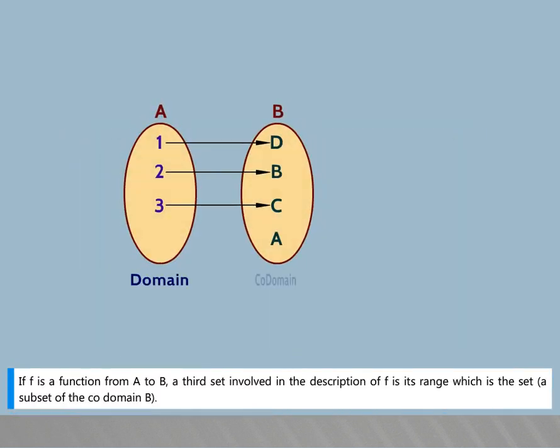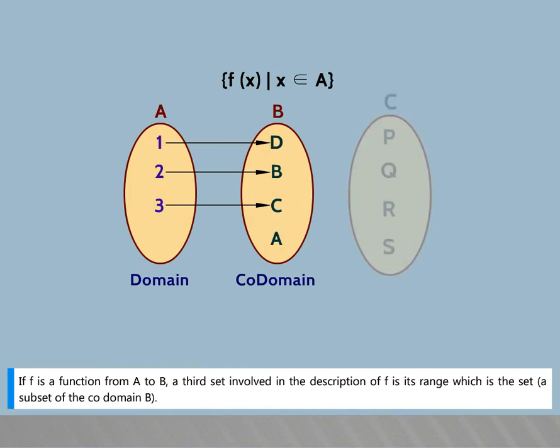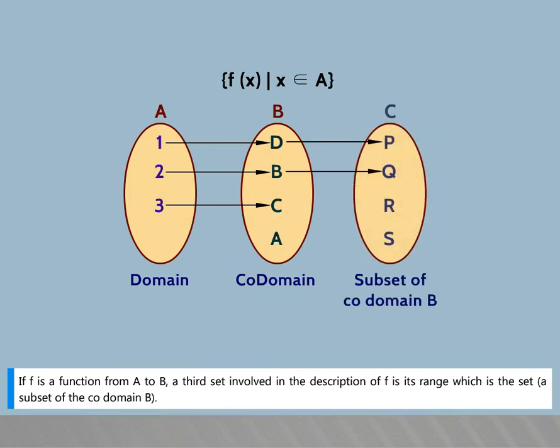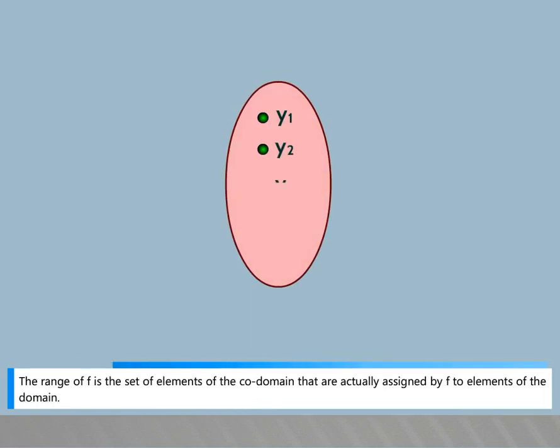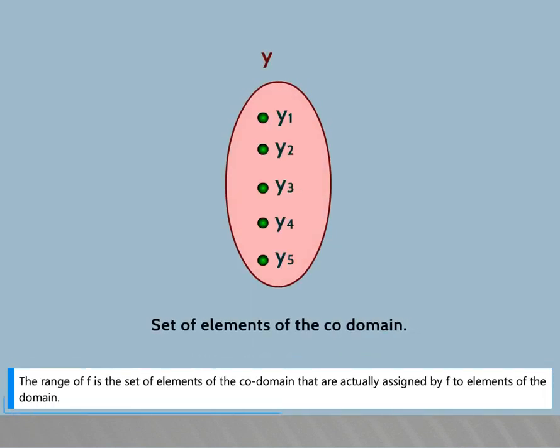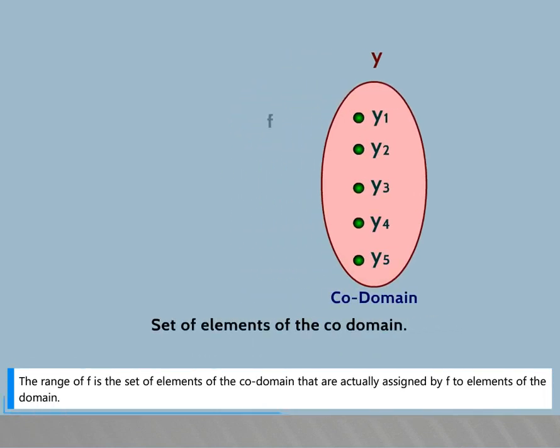If f is a function from A to B, a third set involved in the description of f is its range, which is the set {f(x) | x ∈ A}, a subset of the codomain B. The range of f is the set of elements of the codomain that are actually assigned by f to elements of the domain.